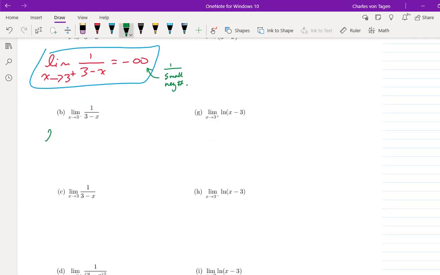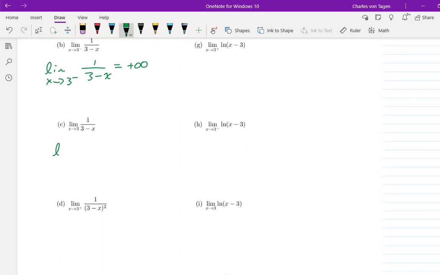So if we look at this one, we've got the limit as x approaches 3 from the left of 1 over 3 minus x. What is that, folks? Positive infinity. Is everyone okay with that? I have no extra explanation to give, but I can go through it again if you'd like. So this limit does not exist.